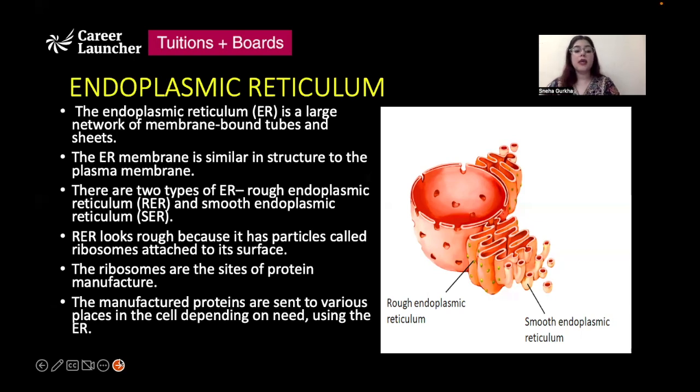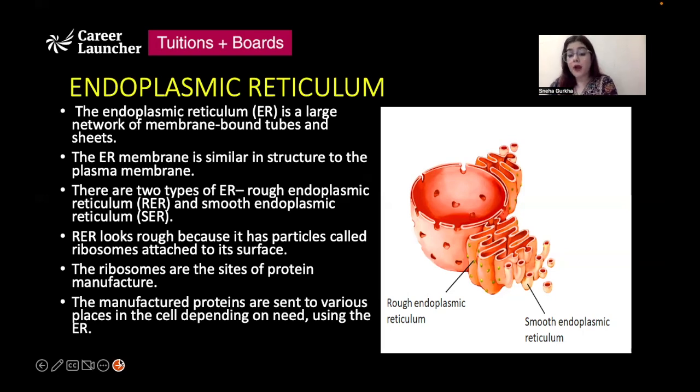Endoplasmic reticulum is a network of membrane-bound tubules and sheets. And this is how the structure looks. It is sometimes in continuation with the nuclear membrane as well. And the structure of the membrane of the endoplasmic reticulum is similar to the structure of the plasma membrane.